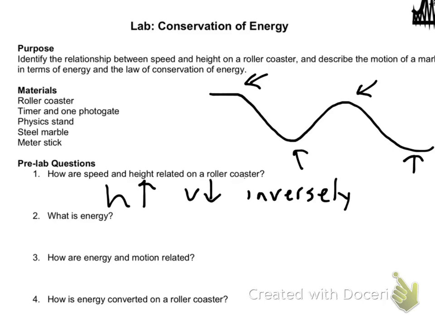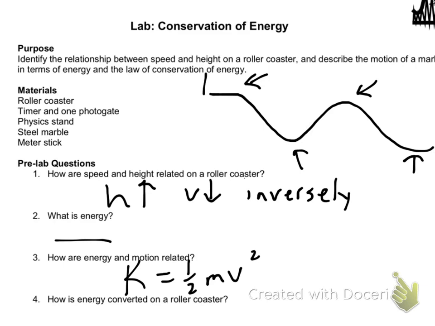What is energy? So we have a definition from last class, so I'm going to let that one go for you. How are energy and motion related? Well, we know we can't have kinetic energy, right? Kinetic energy has to do with motion, right? So there's no kinetic energy if we don't have motion. Potential energy doesn't necessarily require motion, but potential energy could turn into motion, so that is one way that that's related. And then how is energy converted in a roller coaster?